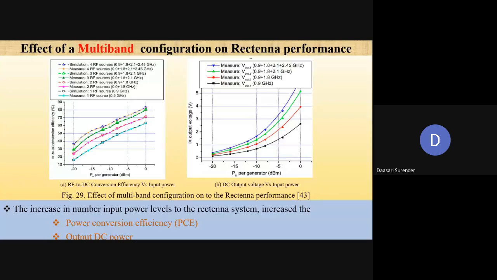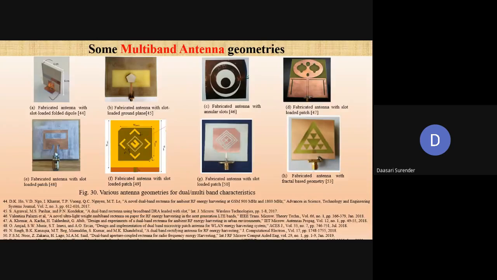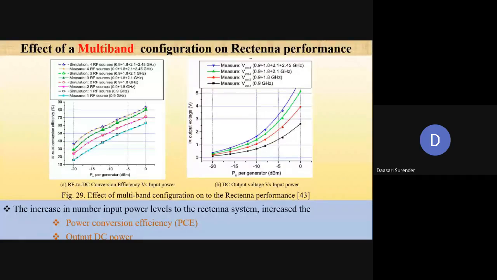Here, for the same 0 dBm input power level, it means that as the number of RF inputs increases, the power received by the antenna increases, and then it provides more conversion efficiency. Similarly, for the single source case, the maximum output voltage offered is 2.6. And by increasing the number of RF sources at the input side, the output voltage is increased. So we can say that the increase in the number of input power levels to the rectenna system increases the power conversion efficiency as well as the output DC power.